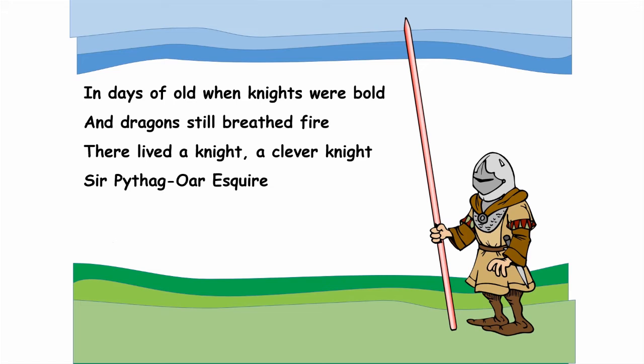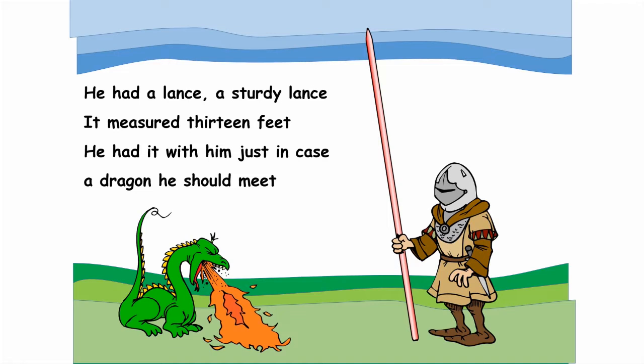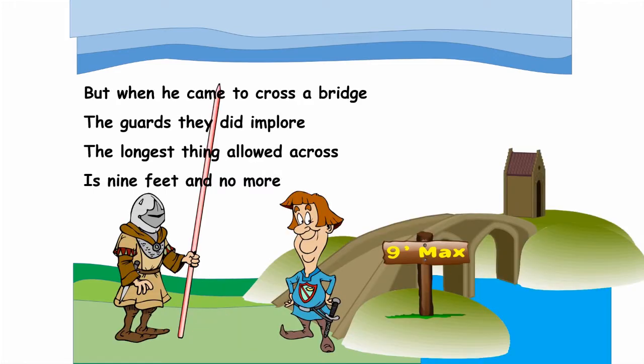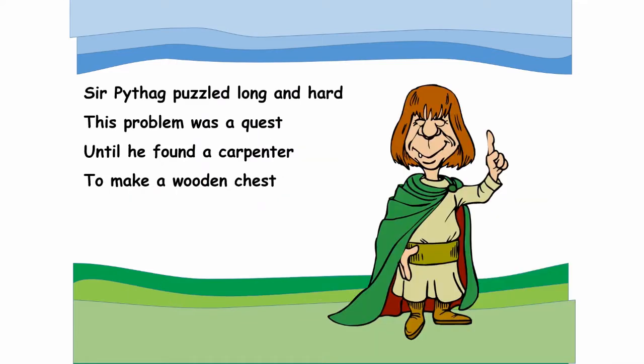In days of old, when knights were bold, and dragons still breathed fire, there lived a knight, a clever knight, Sir Pythagore Esquire. He had a lance, a sturdy lance, it measured 13 feet. He had it with him just in case a dragon he should meet. But when he came to cross a bridge, the guards they did implore, the longest thing allowed across is 9 feet and no more. Sir Pythag puzzled long and hard, this problem was a quest, until he found a carpenter to make a wooden chest.